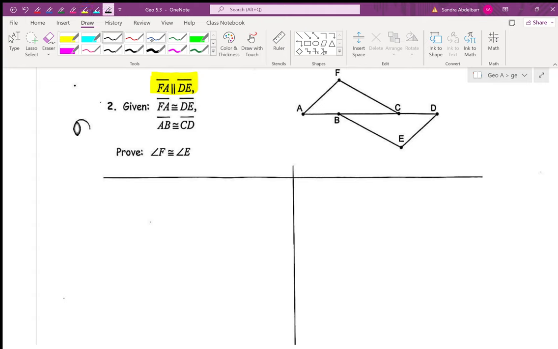I will tell you right now, we're going to mark it, arrowheads going in the same direction on FA and DE. If I tell you parallel lines in the given, I need you to use one of those theorems. You're looking for the Z, or you're looking for the F. I'm telling you parallel lines so you can tell me there's angles congruent through those parallel lines. That's the only reason I would tell you parallel lines in the given information. Then we also have that FA is congruent to DE, and AB is congruent to CD.